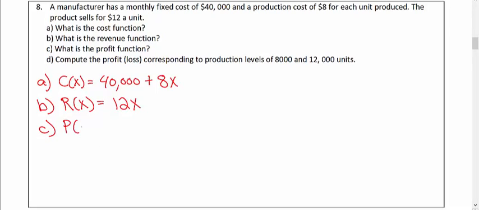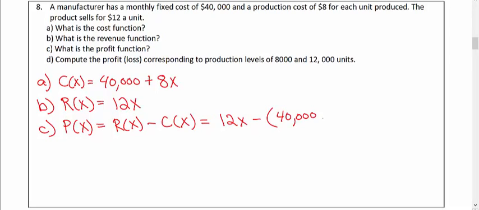For part C, we're asked to find the profit function. We're going to call that P. P of x is equal to the revenue, the money that we bring in, subtracting off the cost, the money that goes out. So the revenue function is 12x minus, and keep in mind that we are subtracting off the entire cost function, so that's minus in parentheses $40,000 plus 8x. And since we have a negative in front of a group of terms, we are going to distribute that negative.